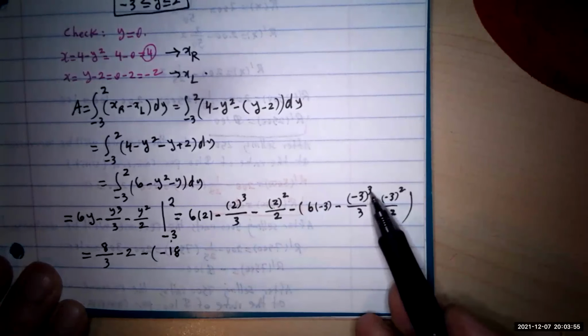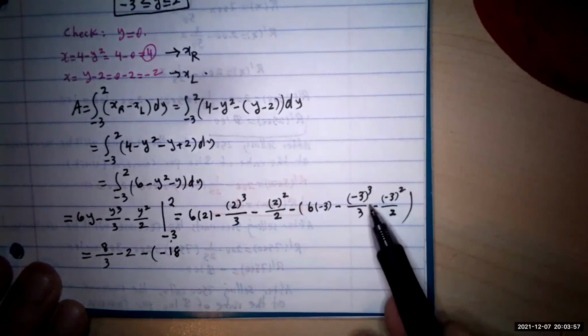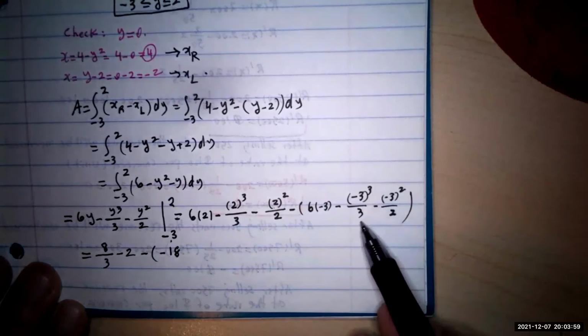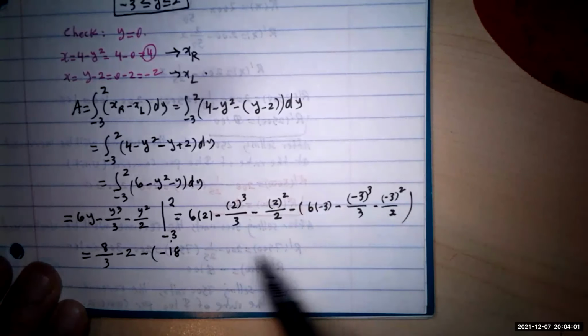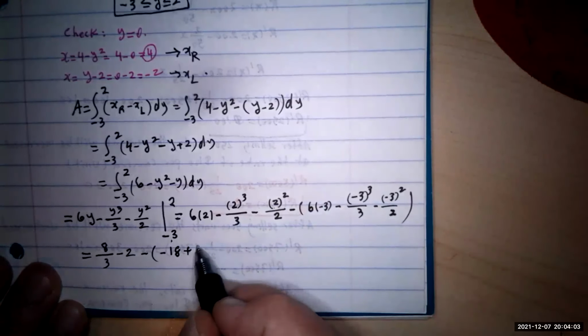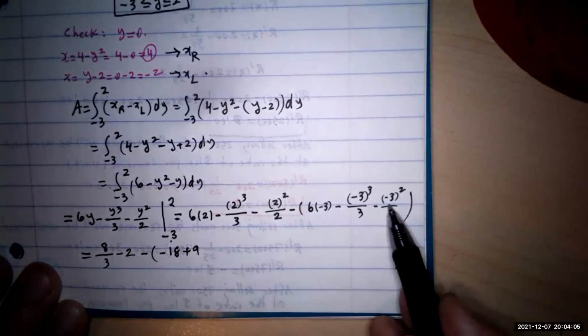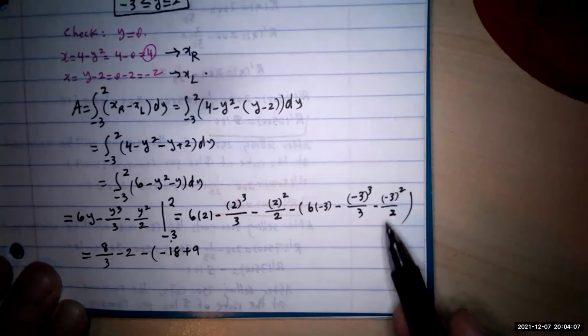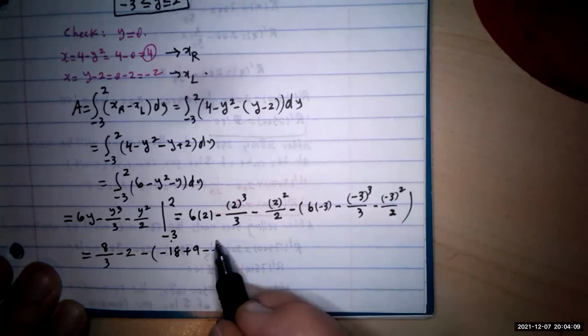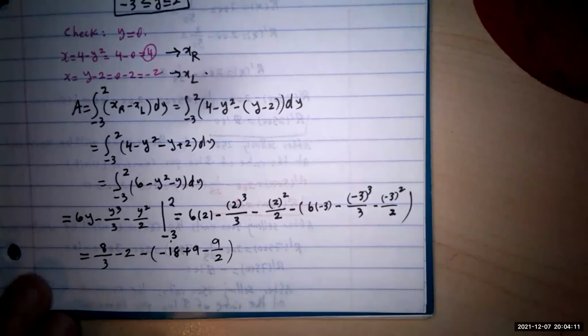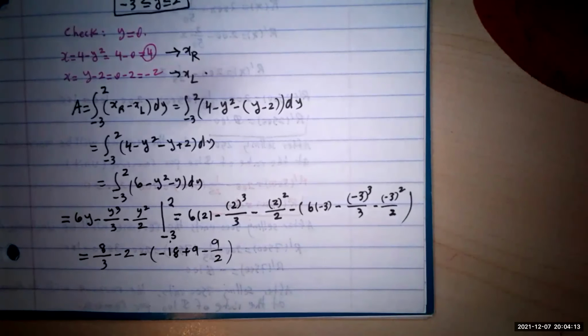And -3 cubed would be -27. -27 divided by 3 is -9. There is a negative sign here that gives you a +9. And -3 squared would be +9. So that gives me 9/2. Okay, any questions? So be careful with these negative numbers.